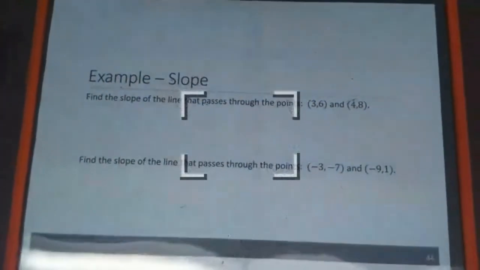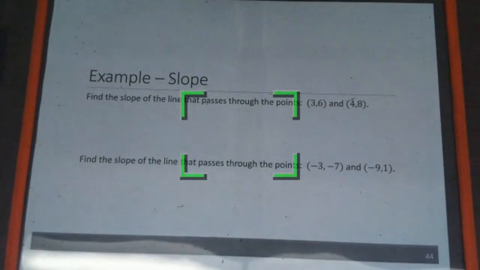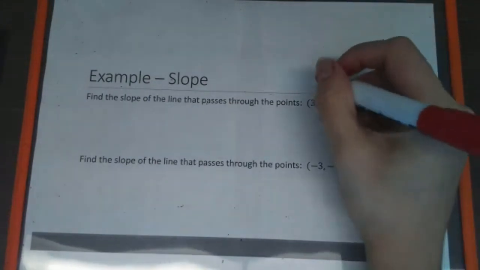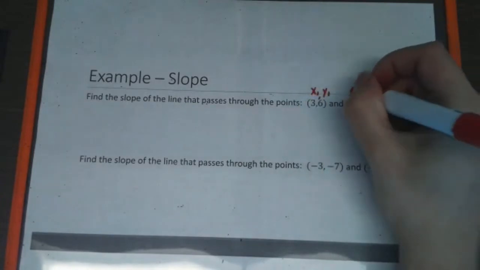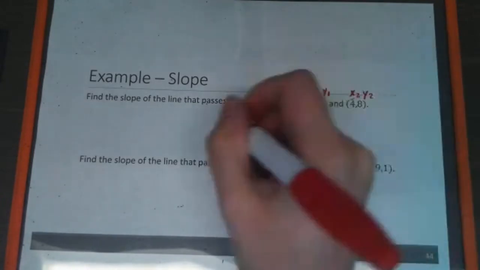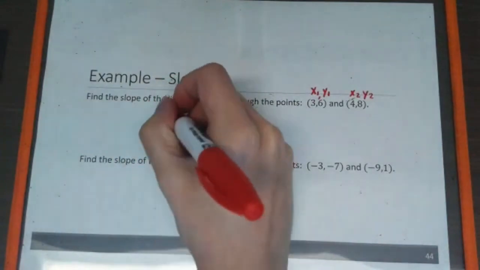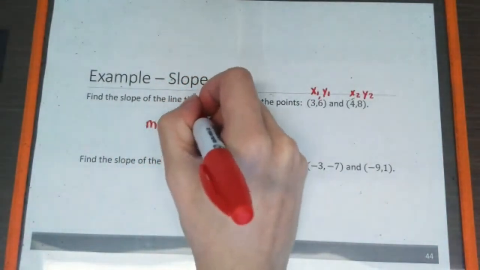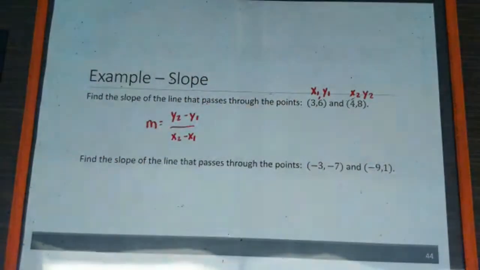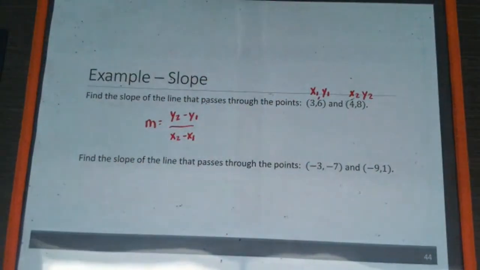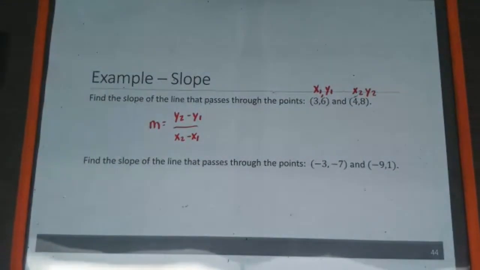We're going to practice a little more with that formula for the slope of lines. Find the slope of the line that passes through the points (3, 6) and (4, 8). If I label them x1, y1 and x2, y2, then our slope m is y2 minus y1 over x2 minus x1. This is a formula you will want to memorize, no questions asked. This one is important.